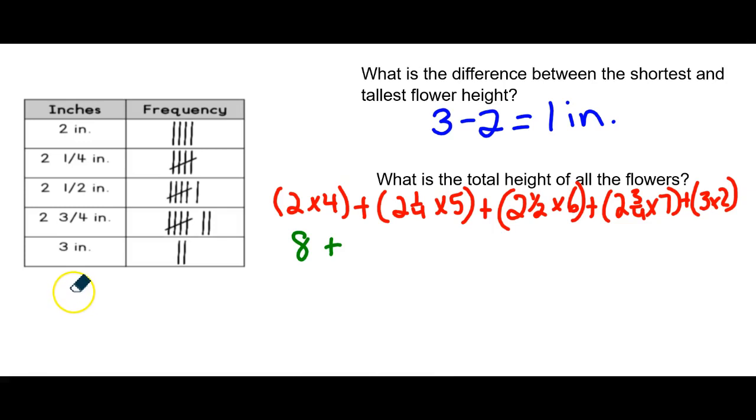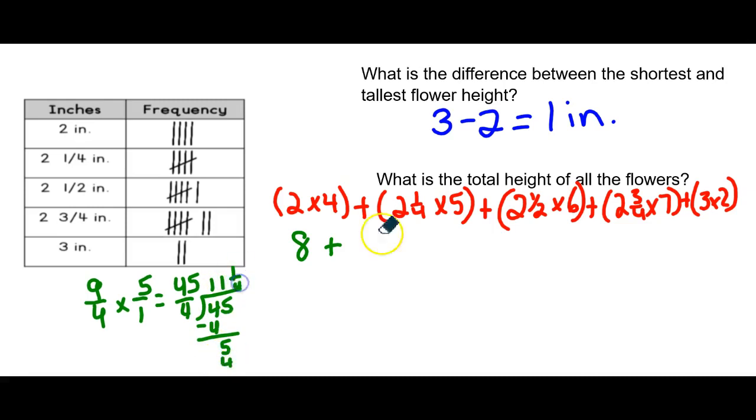So I'm going to go over here, 2 1/4. I'm going to change it into an improper fraction. So 4 times 2 is 8 plus 1 is 9/4 times 5. So I end up with 45/4, which equals 11 1/4. So this is 11 1/4.